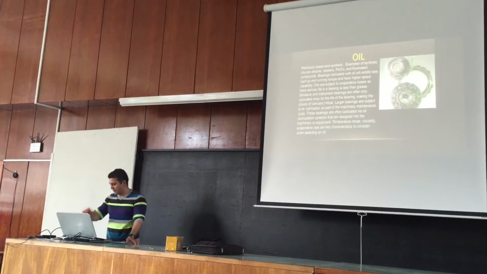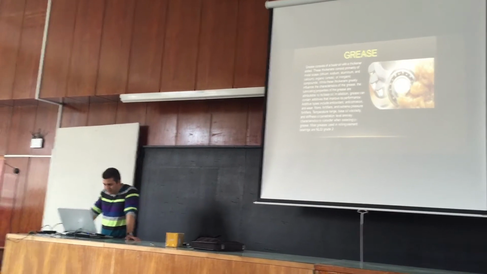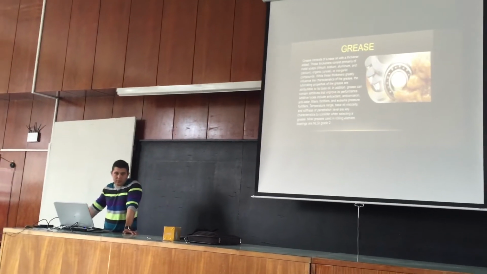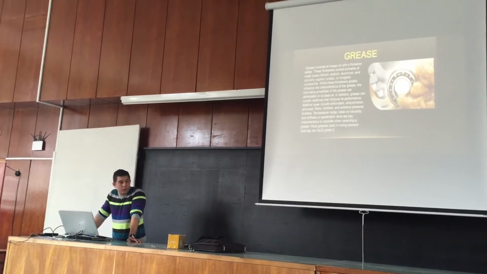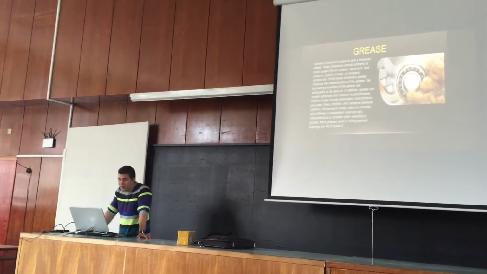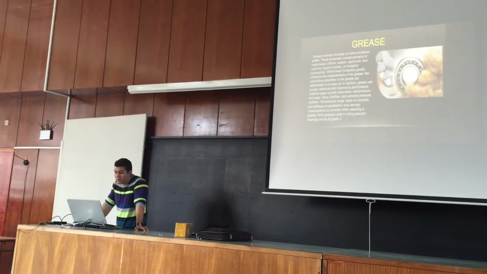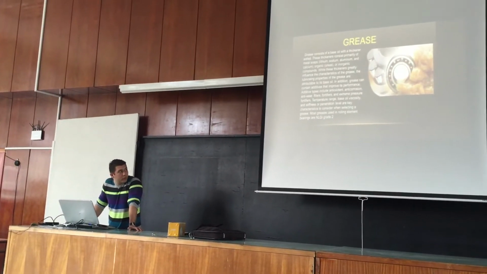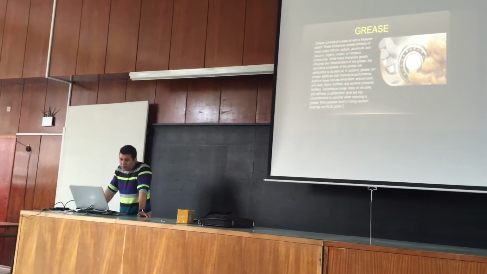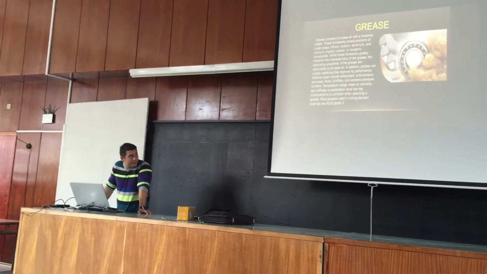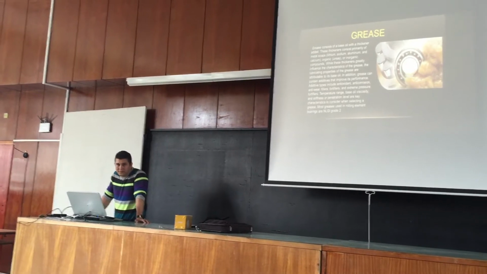Okay, the next lubricant is grease lubricant, which is a little bit thicker than oil. And this thickener consists primarily of metal salts, which is lithium, sodium, aluminium, and calcium, organic or inorganic compounds. Any questions?